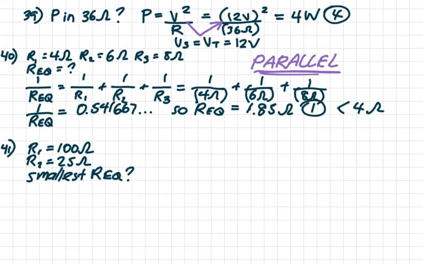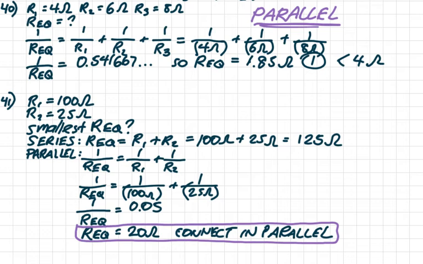So 41 is an interesting question. It said if you had a 100 ohm resistor and a 25 ohm resistor, what's the smallest equivalent resistance they can make? Well, in series, they're going to make 125. We know that resistors add up in series, so the series doesn't seem like that would be right. And then in parallel, you get 1 over 100 plus 1 over 25, you get 1 over R total is 0.05. So the R equivalent there would be 20 ohms. So yeah, the parallel connection would be the way to go.